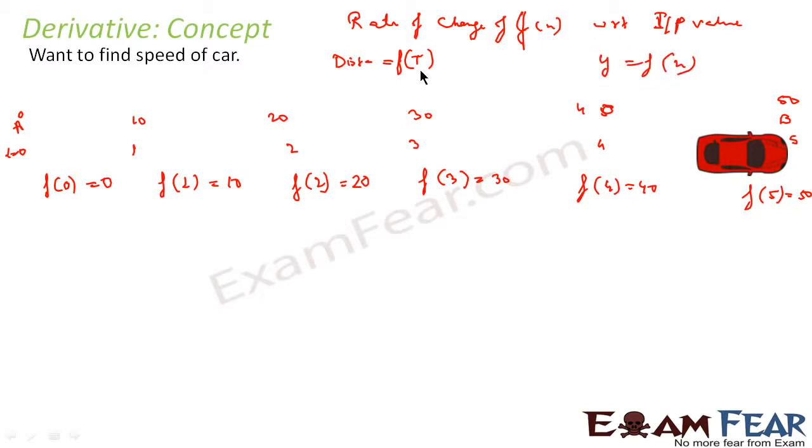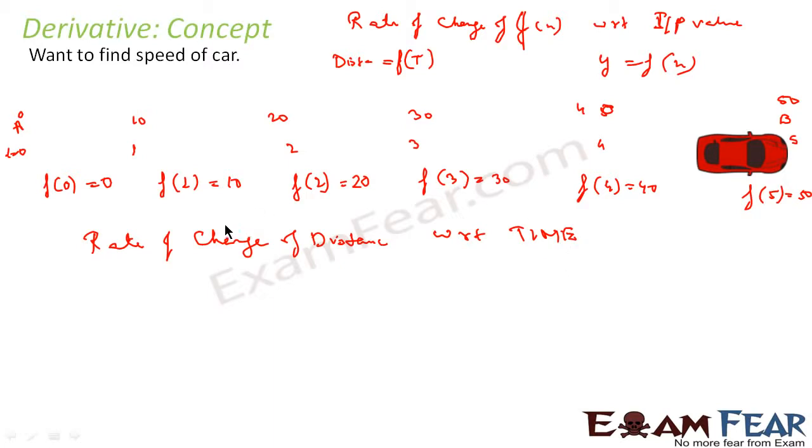Now if I want to find the rate of change of distance with respect to time, here I want to find the rate of change of value of the function. The value of the function is distance. So I want to find the rate of change of distance with respect to (WRT) time. Correct? And that is nothing but our speed, the rate of change of distance with respect to time. So to find this, we can use derivative.